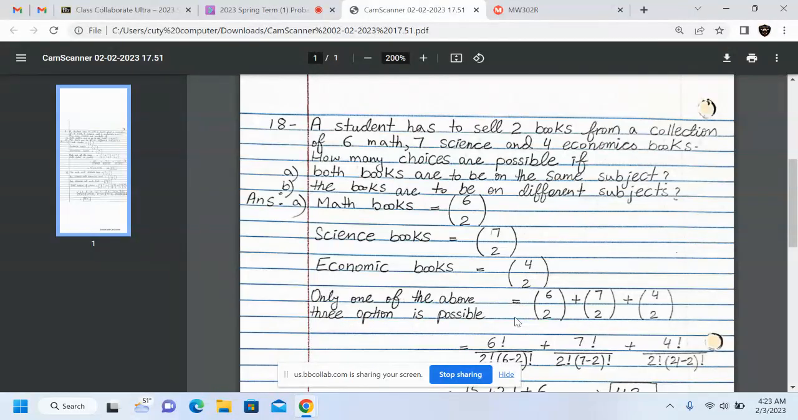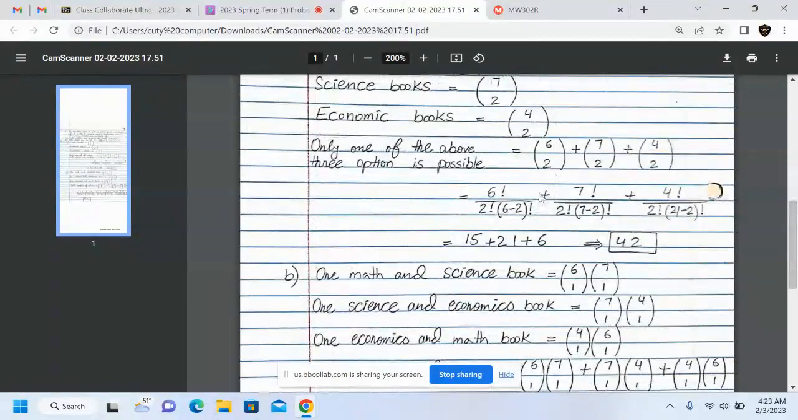So we have to sum all the combinations. When we expand the combination formula, we get 6 factorial over 2 factorial times 4 factorial, plus 7 factorial over 2 factorial times 5 factorial, plus 4 factorial over 2 factorial times 2 factorial. When we sum up, we get 42 for part A.